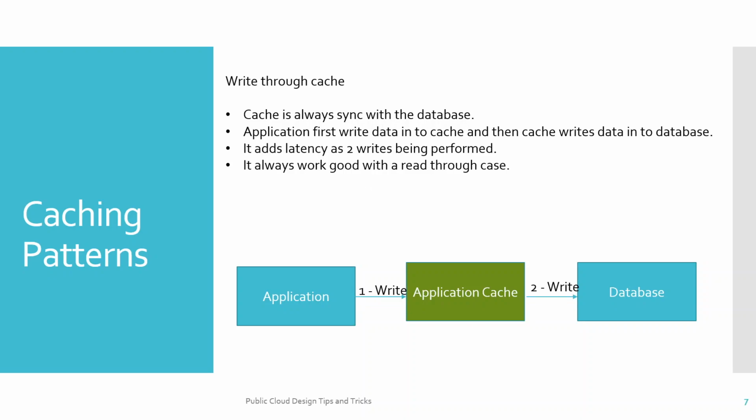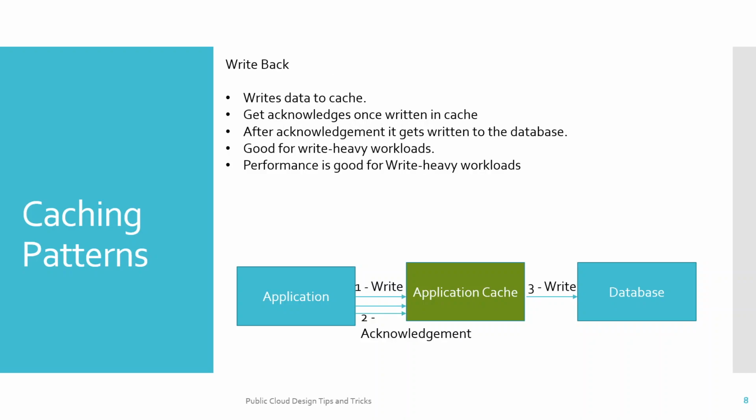Now coming to write through cache, it is good for write operation workloads. Again, the purpose is the same: the cache always tries to sync with the database. How it works? Same as the second pattern, the consuming application tries to write data into the application cache, and once that is written, the application cache itself writes the same data or information into the database. So what is the effect? It always adds latency as two write operations are being performed. It always works well with a read through cache, so it is always good in combination with pattern 2.